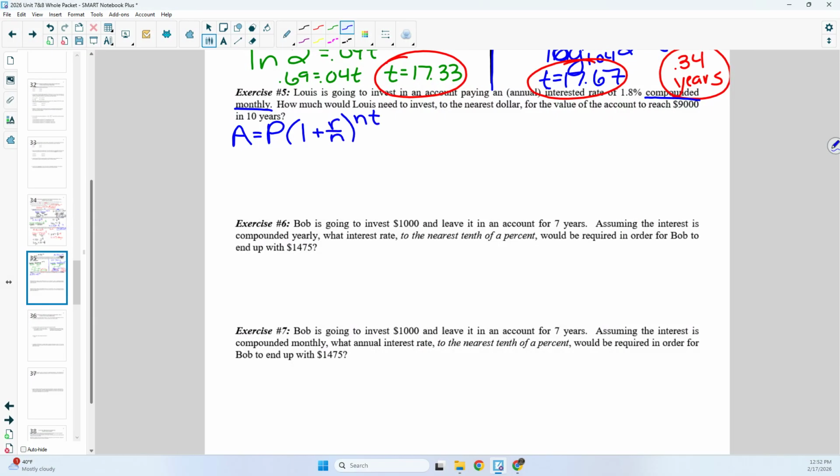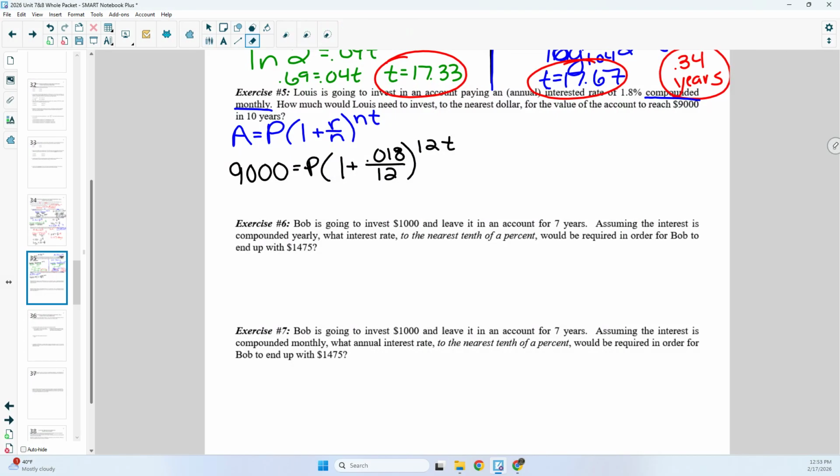It says how much would Lewis need to invest, so how much would he need to invest is the P, the start number, to the nearest dollar for the value of the account to reach 9,000 in 10 years. So my ending amount, my A, is 9,000. I don't know my P. My r value is 0.018. And if we're compounding monthly, that's 12 times a year. So I'm dividing the interest into 12 parts, and I'm getting it 12 times more often.